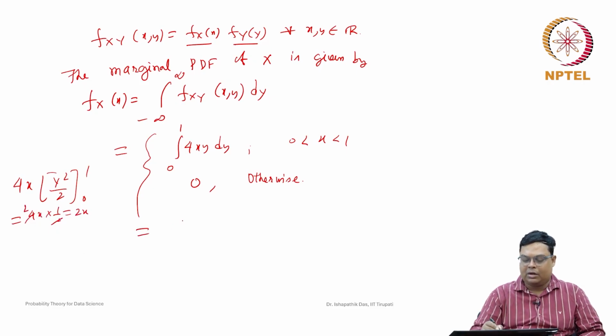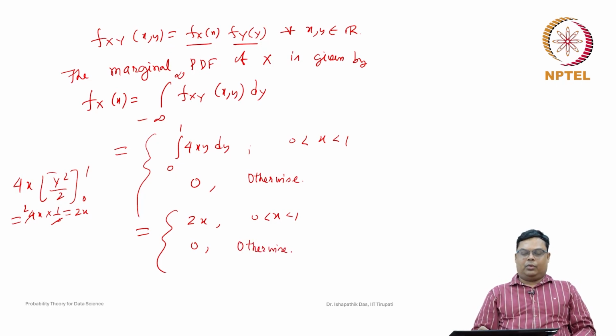So finally, what we got? This is equal to 2x whenever x is between 0 and 1, and equal to 0 otherwise. So this is the marginal probability density function. If the computation is correct, you can check, because it has to be a probability density function, the integration over 0 to 1 should be equal to 1. You can see that x squared by 2, the 2 cancels, and in the limit 0 to 1, this is equal to 1. So that is why this is a probability density function.